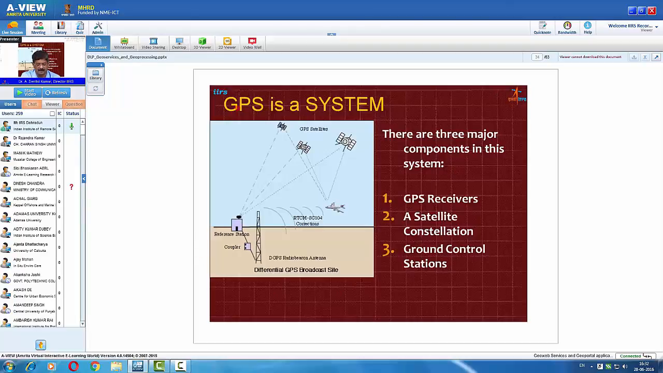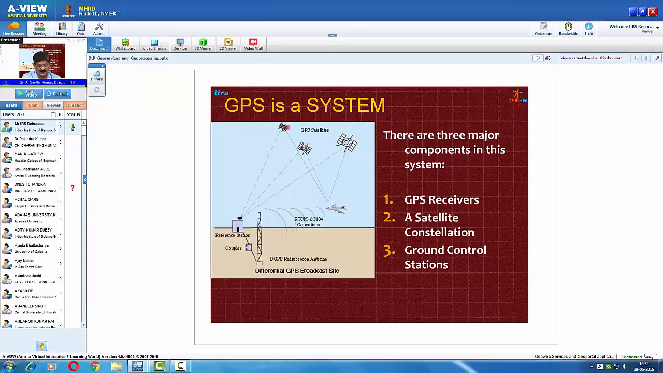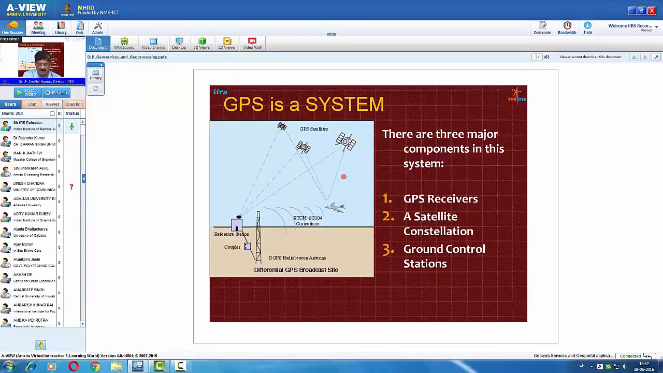And you can see here how GPS is a system. We need to understand that there are three basic components for GPS. We have got GPS receivers, then the satellite constellation, not one satellite which will provide you the accurate information. We need a group of satellites. In fact, the next slide will show you how many minimum would be important for more accurate information, and also it is supported by ground control stations.